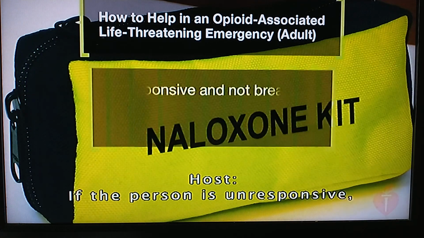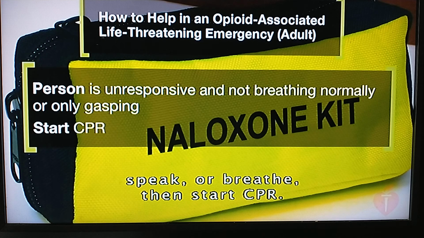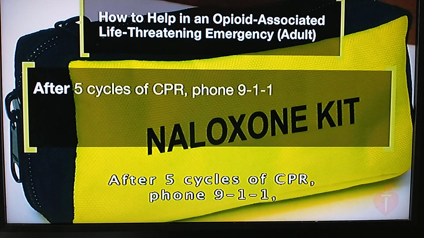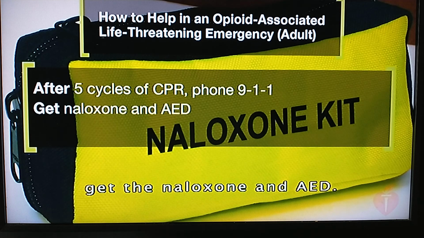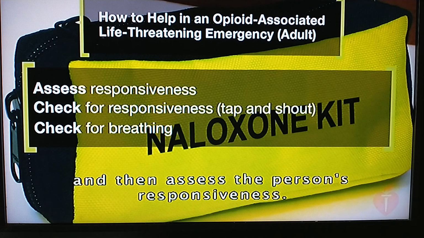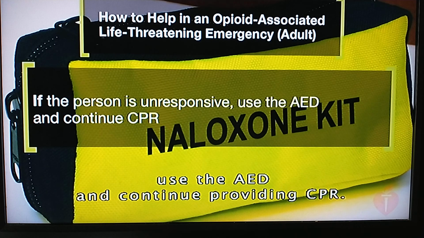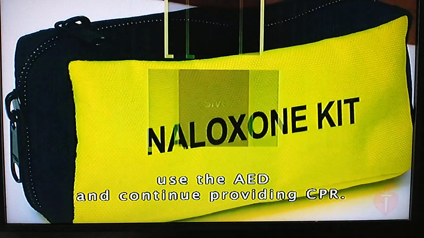If the person is unresponsive, meaning he or she can't cough, speak, or breathe, then start CPR. After 5 cycles of CPR, phone 911, get the naloxone and AED. Give naloxone right away, and then assess the person's responsiveness. If the person is unresponsive, use the AED and continue providing CPR.